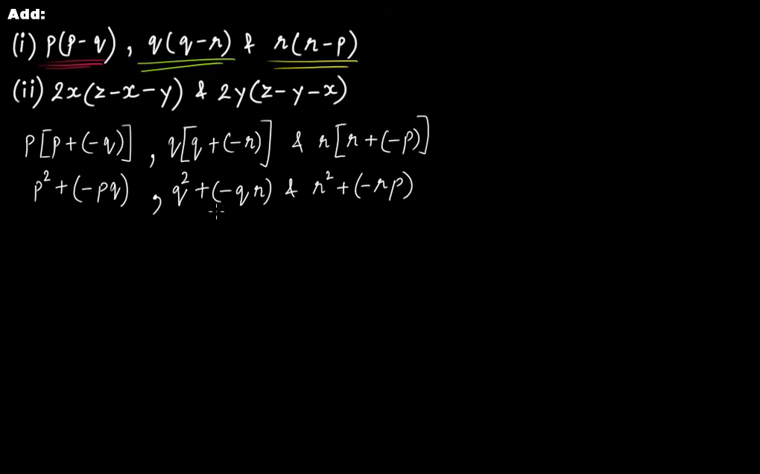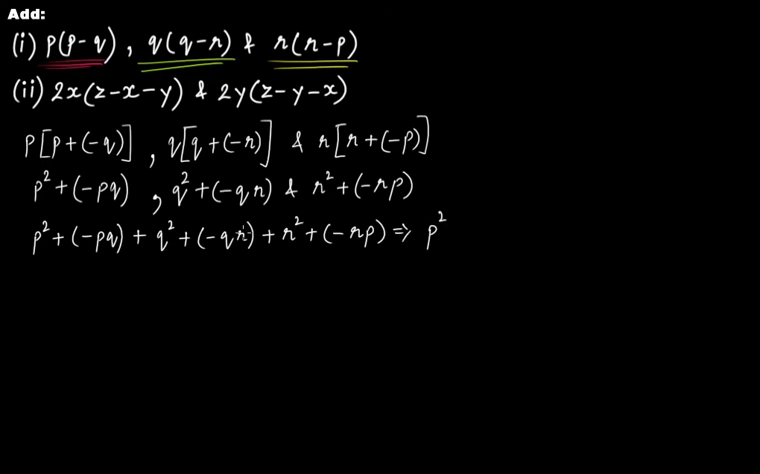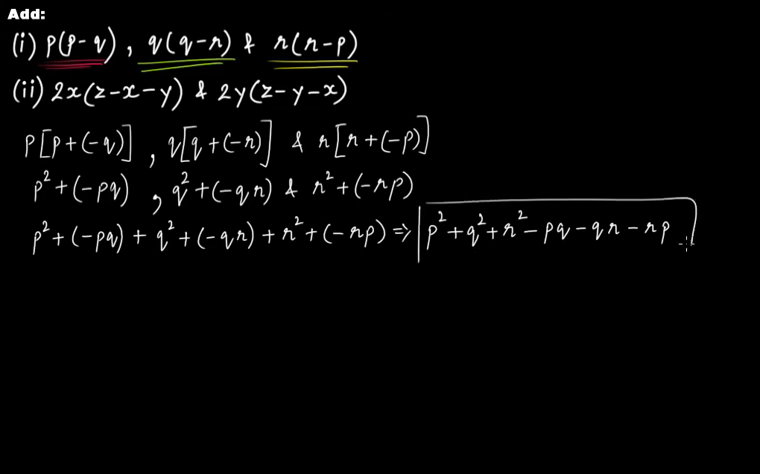Now if you add them together, you get 1 plus 2 plus 3 is p squared plus minus pq plus q squared plus minus qr plus r squared plus minus rp. If you further simplify it, you get p squared. We can write it in this form by rearranging the terms, p squared plus q squared plus r squared minus pq. You can open the bracket now, minus qr minus rp. So this is your result when you add these three algebraic expressions.